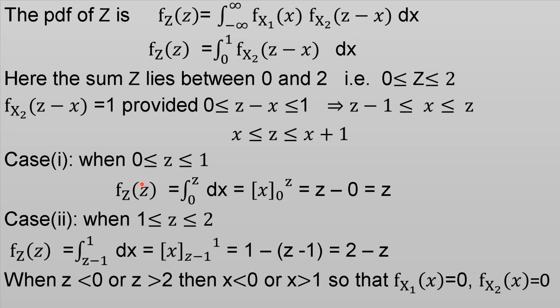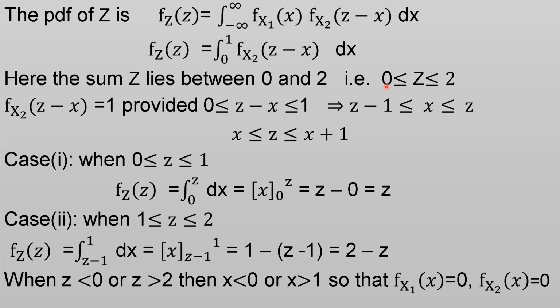Now as the first case, we need to calculate this fz of z, which is the integral from 0 to 1 of fx2 of z minus x dx. We need to find this fx2 of z minus x and then complete the integration part. We have fx2 of z minus x as 1 provided x is greater than or equal to z minus 1 and less than or equal to z, and z is between 0 and 2. So we'll split this into two sub-intervals. It is the integral from 0 to 1 of fx2 of z minus x, the probability density function of x2, and the interval where x2 lies is 0 to 1, an interval of length 1.